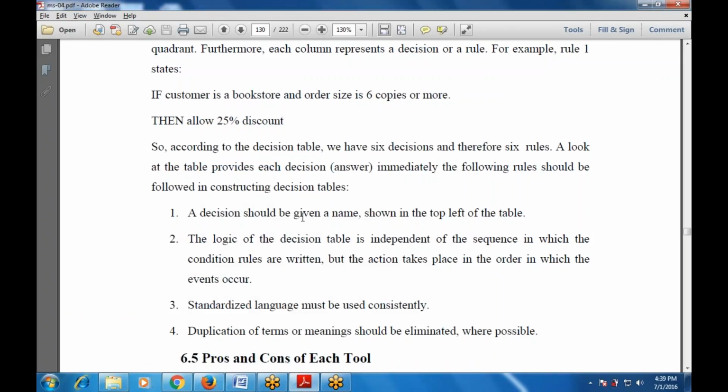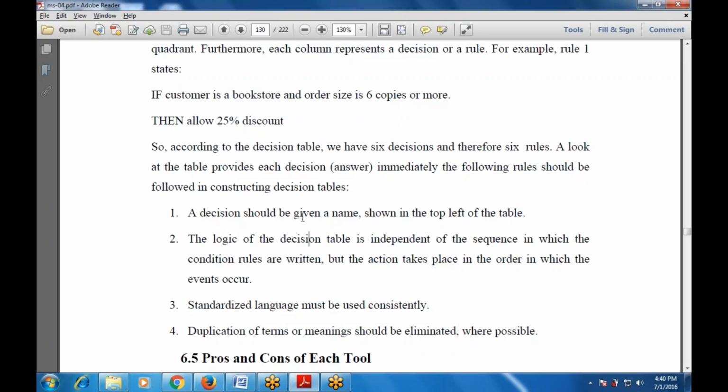If we look at the table that provides each decision or answer, the following rules should be followed in constructing the decision table. What are the various rules that should be followed while constructing decision tables? First, a decision should be given a name. Whatever decision we take, that should be given a name, shown in the top left of the table.